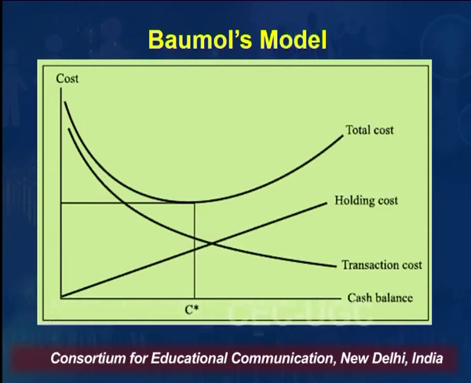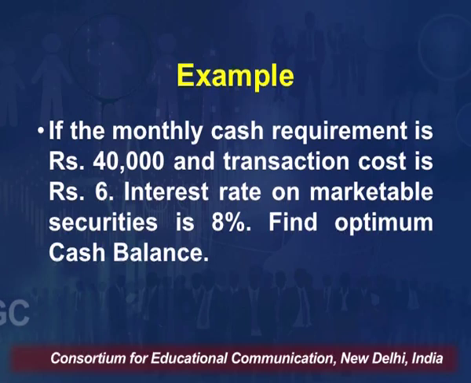Okay, and this amount can be calculated by the formula which I just now told you. Let us see this with the help of one example. Now, if the monthly cash requirement of a company is 40,000 and the transaction cost is rupees 6, interest rate on marketable securities is 8%, we need to find out the optimum cash balance in this case.